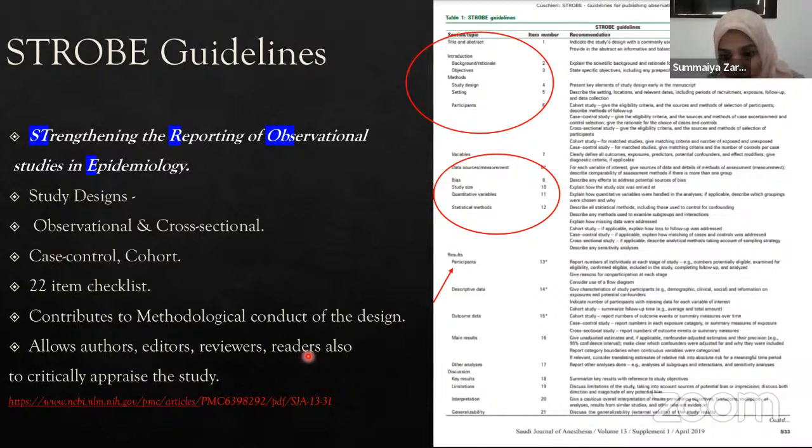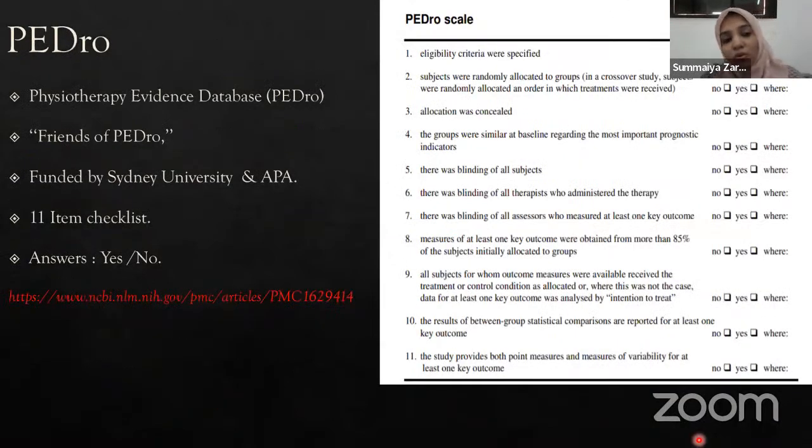I think the study was done in 2019. Yes, very recent one. PEDRO, though, I would say we are all very familiar with PEDRO, and it's an 11 item checklist, and you just have to answer in yes and no. Very simple, but the limitation of PEDRO is that it was meant to critically appraise only physiotherapy studies. So yeah, I think there are questions.